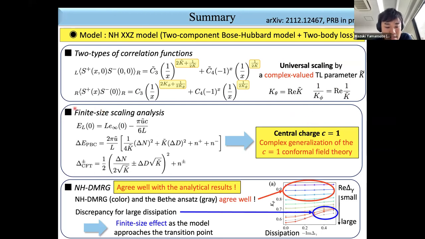And in the CFT analysis, we have obtained the finite size scaling for the ground state energy and for the excitation energy in a finite system, and showed that the system had the central charge c equals one. This finite size scaling gives the complex generalization of the c equals one conformal field theory. And finally, we have obtained the non-Hermitian DMRG results, which agree well with the analytical results. And this discrepancy comes from the finite size effect for large dissipation.